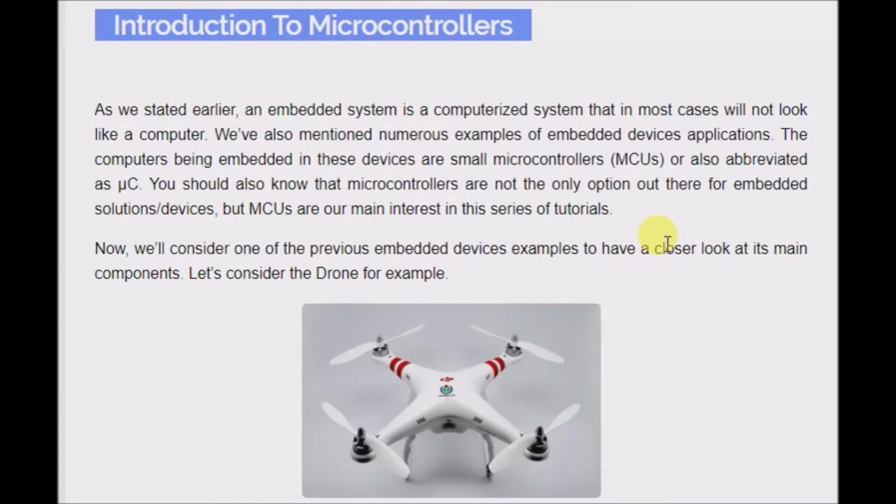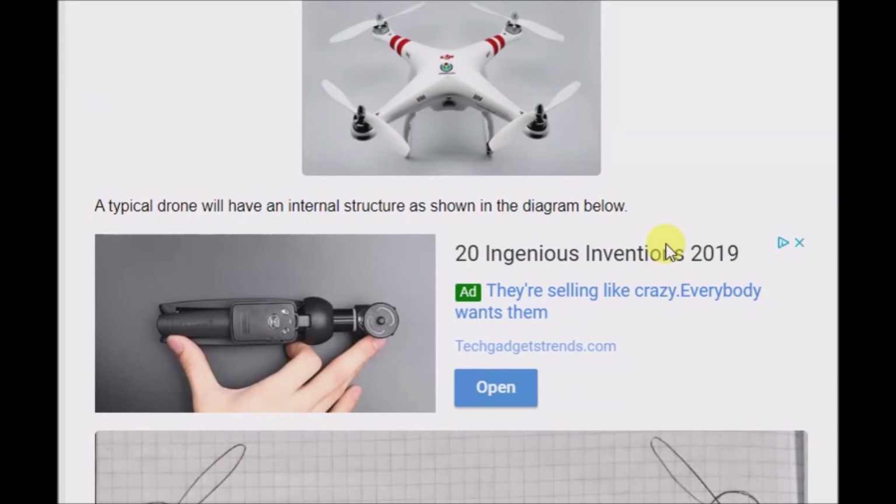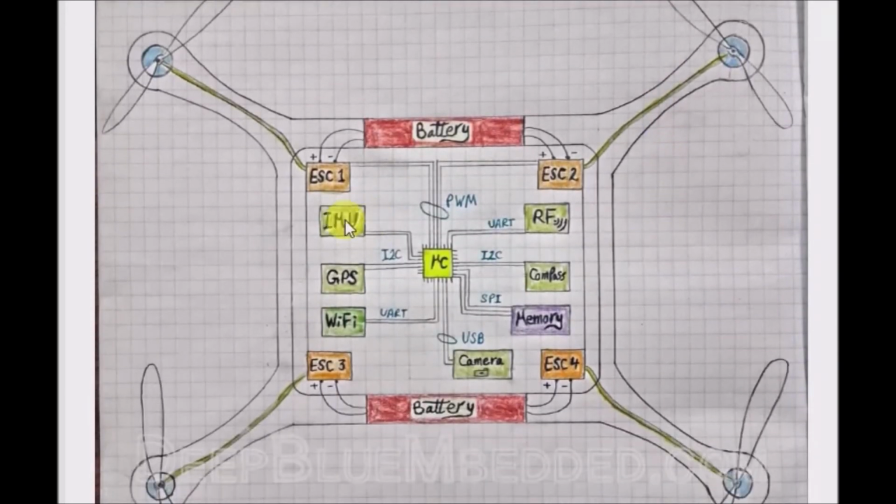Now we'll consider one of the previous embedded device examples to have a closer look at its main components. Let's consider the drone, for example. A typical drone will have an internal structure shown in the diagram below. So it has a battery, and something called an ESC. There's 1, 2, 3, and 4. Well, what's an ESC? I don't know. Maybe he'll get to explaining it. Wi-Fi, UART, I2C, a PWM signal, UART, I2C, SPI, USB, a camera, memory, a compass, RF, GPS, IMU.